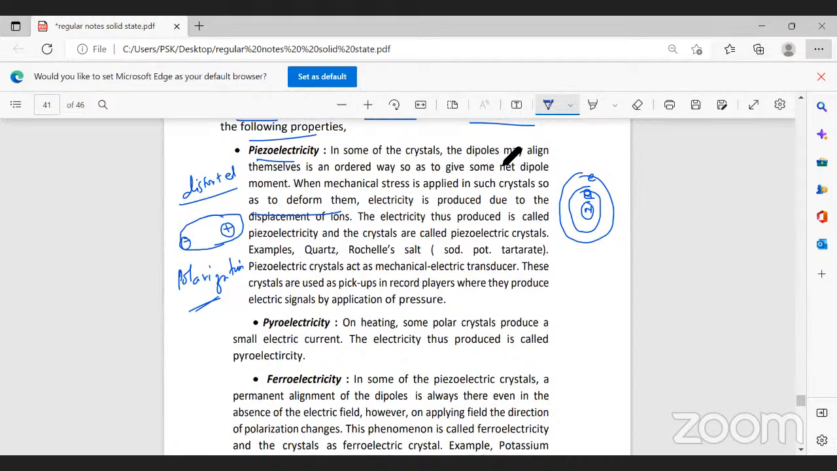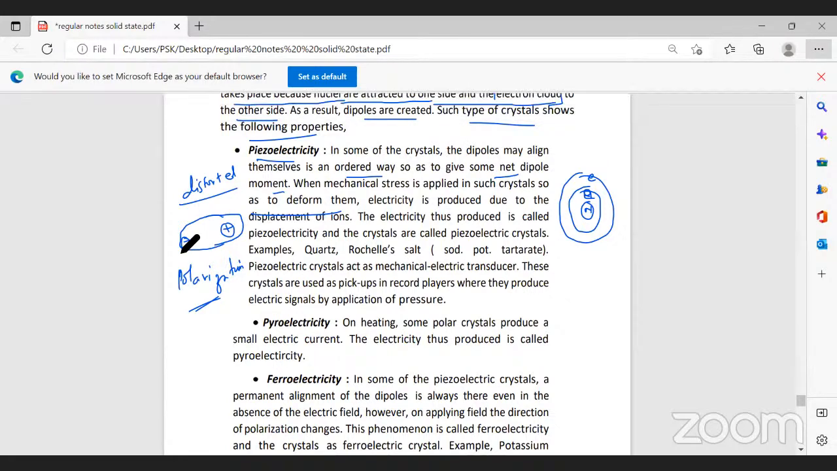In some crystals, dipole moments may align themselves in an orderly way. This is a dipole moment. Why is this a dipole? One is positive, the other is negative charge. When these dipoles are arranged in an orderly way, they give some net dipole moment. So it is not one nucleus and one electron. In a solid, there will be many electrons and many nuclei. If all of them orient in an orderly way, the net dipole moment will be very high.